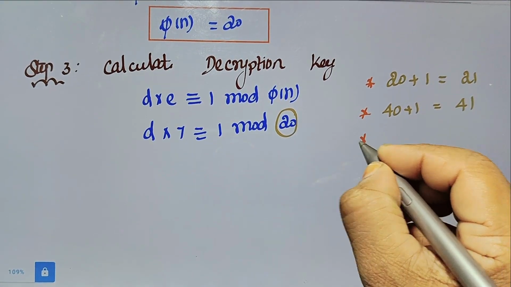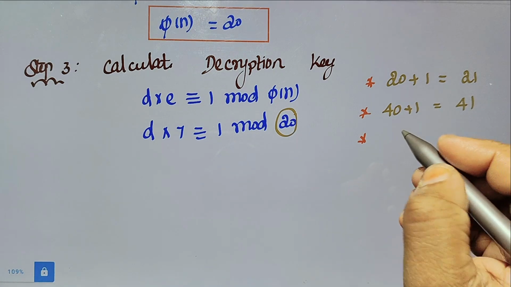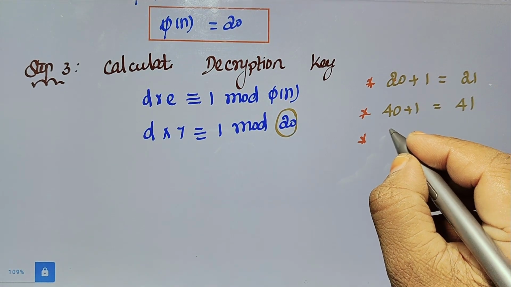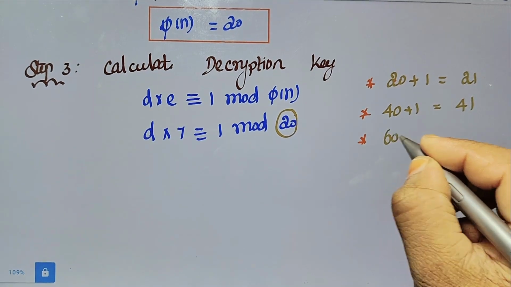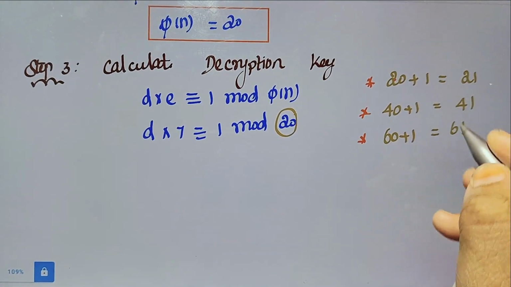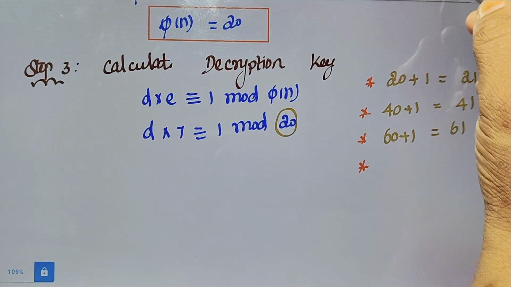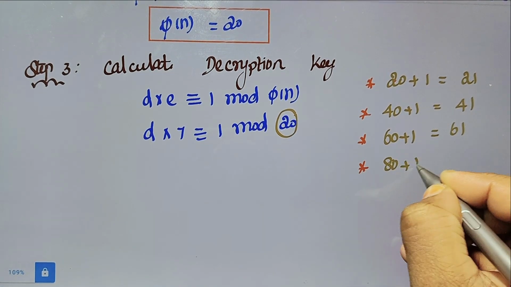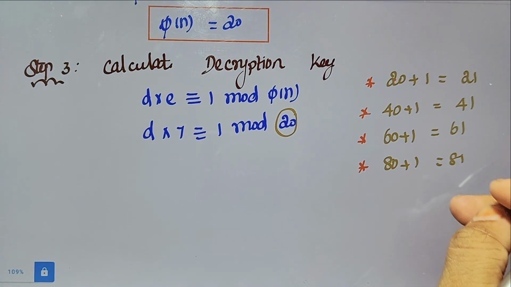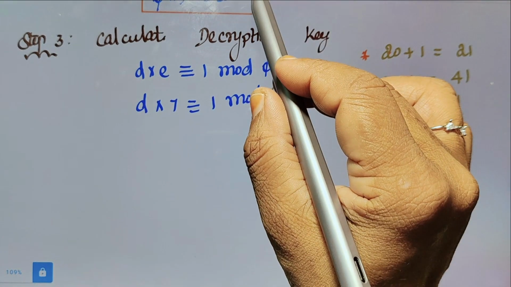Similarly, next take at least 3 to 4 numbers. Then 20 into 3, that is 60. Right? 60 plus 1 equal to 61. Likewise, another one. 20 into 4, that is 80. Plus 1 equal to 81. I think this is enough. Take one by one number.